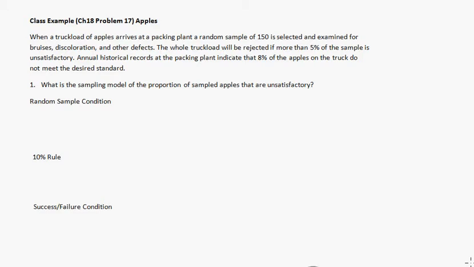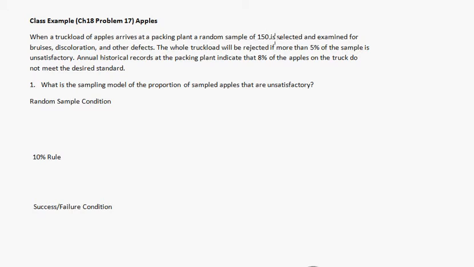This is problem 17 of Chapter 18 from the textbook Stats: Modeling the World. I think it's the second edition. Okay, for this problem, we have trucks coming in from orchards, I suspect, with harvested apples, and they're taking them to a packing plant. And the packing plant is randomly selecting 150 apples off of each truck.